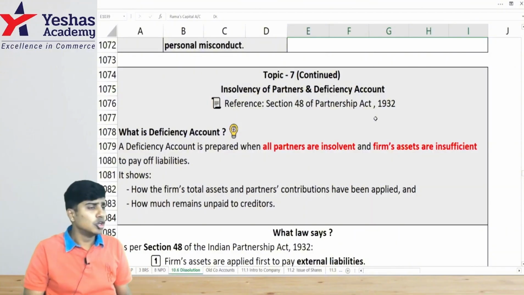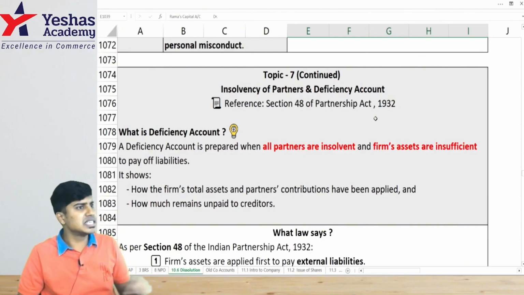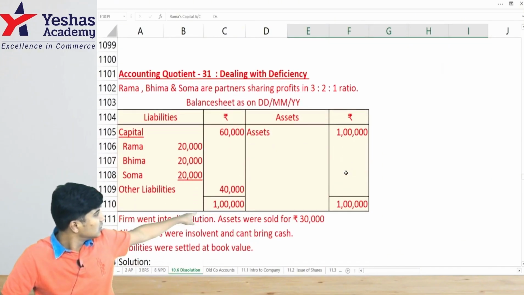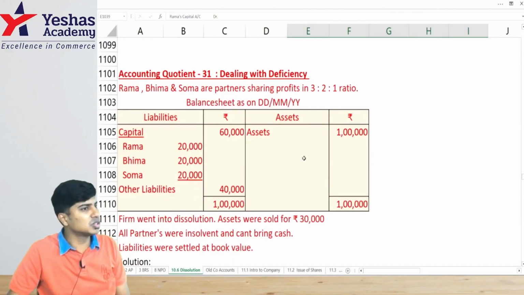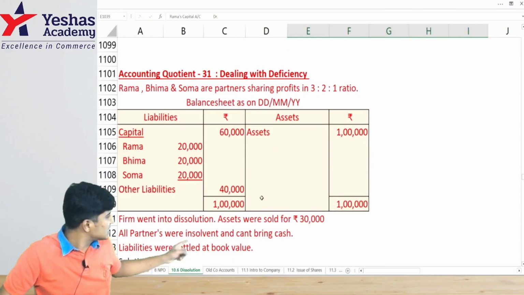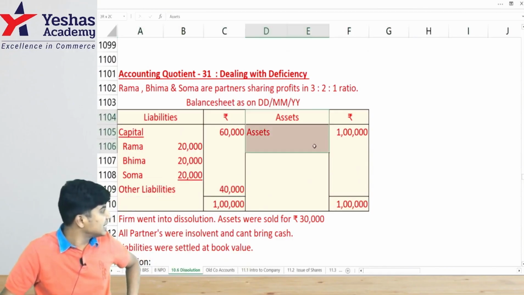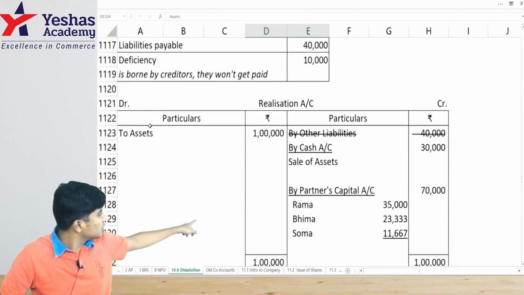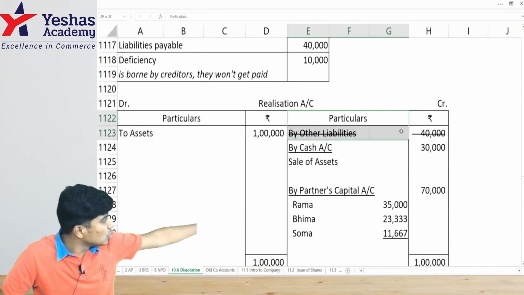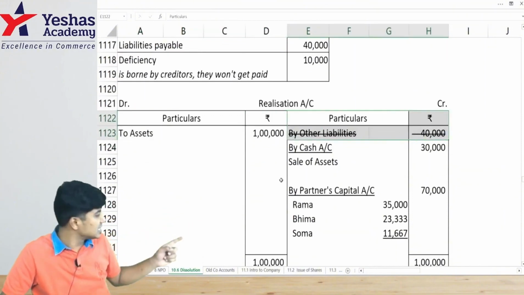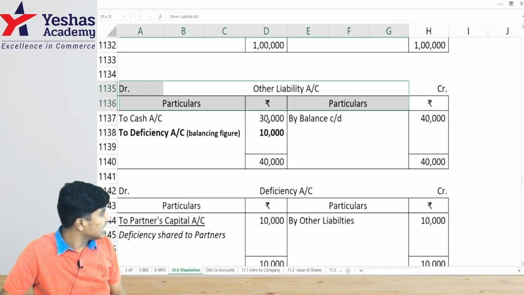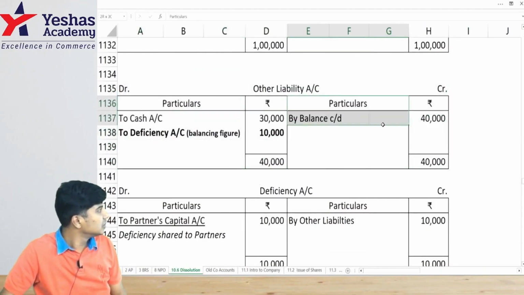In this case, very simple: don't transfer liabilities to realization. We discussed this in an AQ. Whatever other liabilities are there, don't transfer them. You open one separate ledger. Suppose the asset is 1 lakh. In realization you write the asset 1 lakh. Liability you don't write in the realization account credit side. Instead, open a separate ledger, other liability account, and write it there.